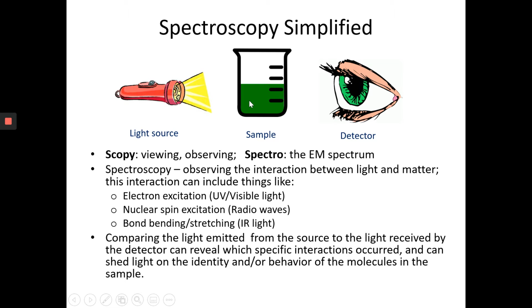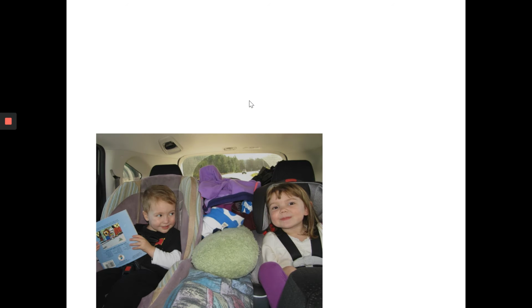Let's say you thought you made some 3-bromopentane, but you're not sure. You can use spectroscopy to figure that out. It's also sometimes useful to figure out some information about the behavior of the molecules and see what it is that they're actually doing in that sample.